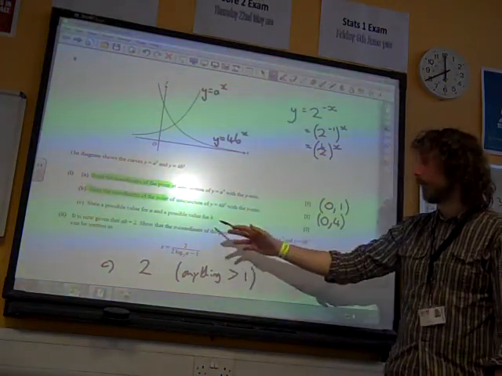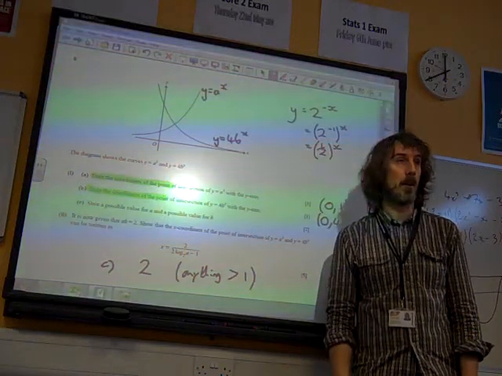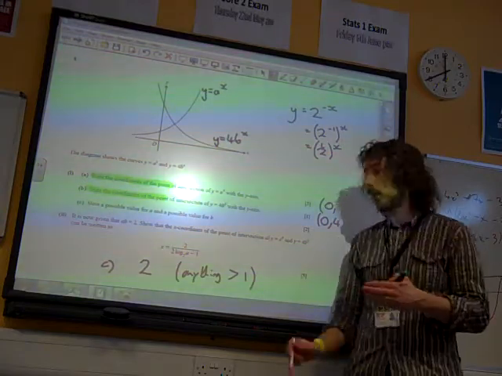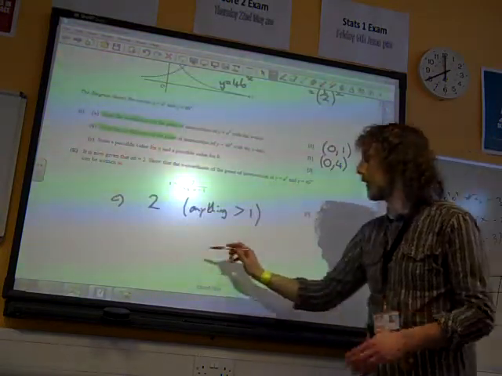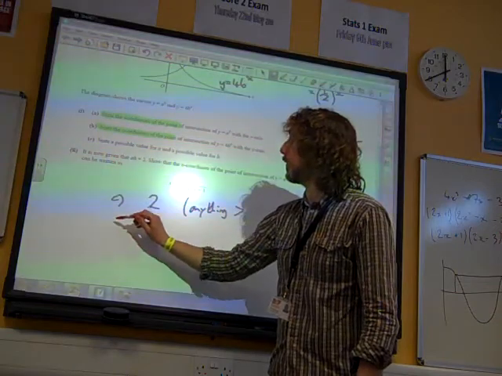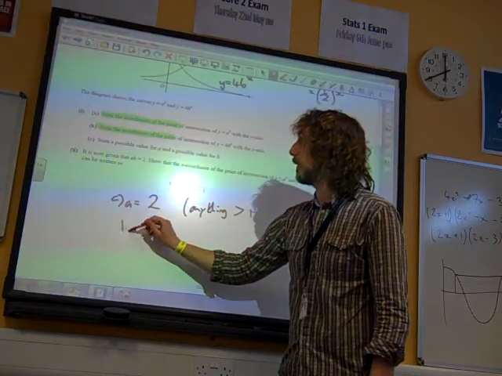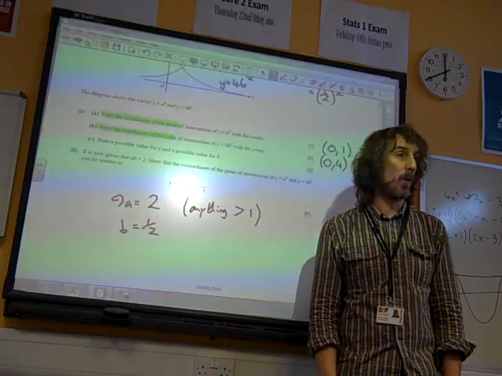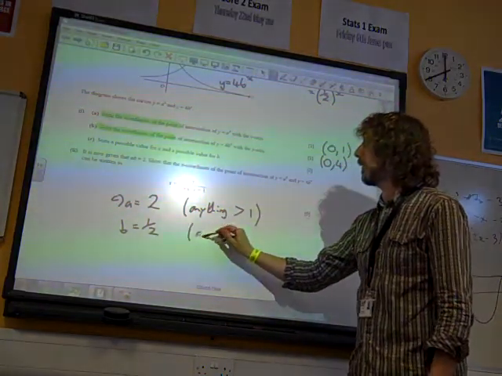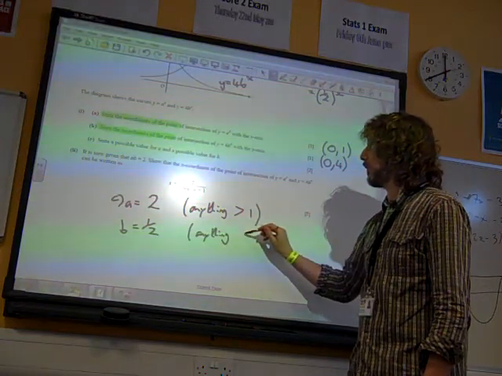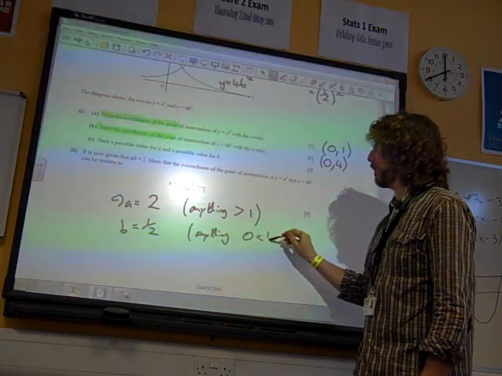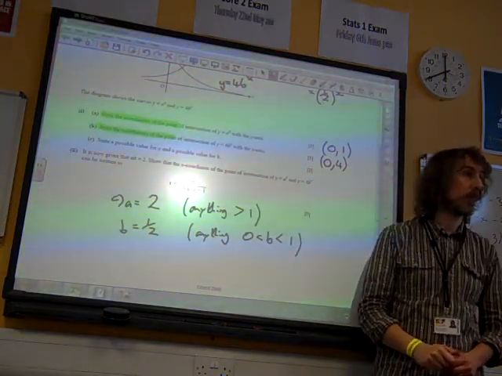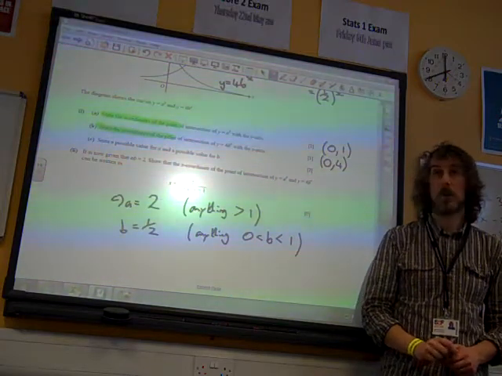So that means for a possible value of b, if we take the reciprocal of a number bigger than 1, we get a number between 0 and 1. So a good suggestion for that, that was a, would be to choose b as being something like a half, or a third, or a quarter, or in fact anything between 0 and 1 as being our value for b.